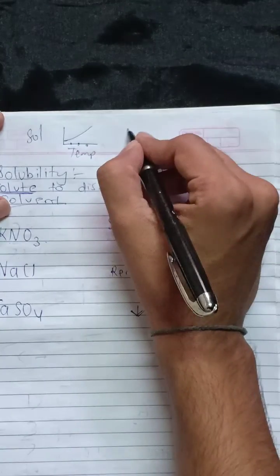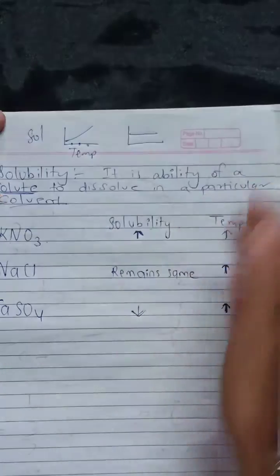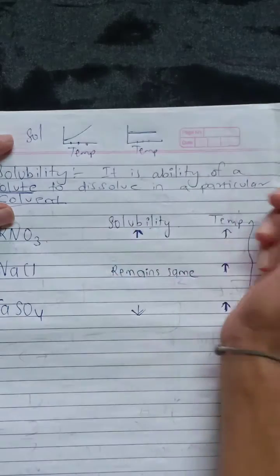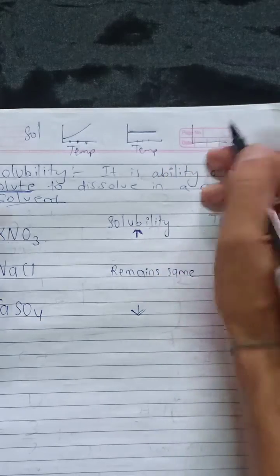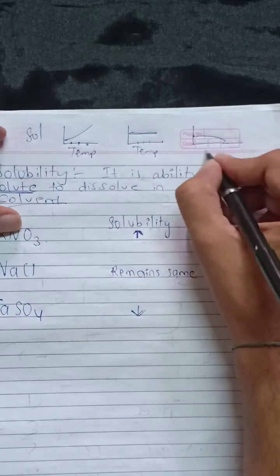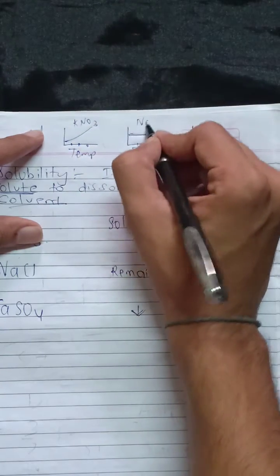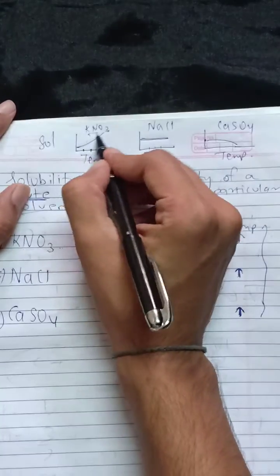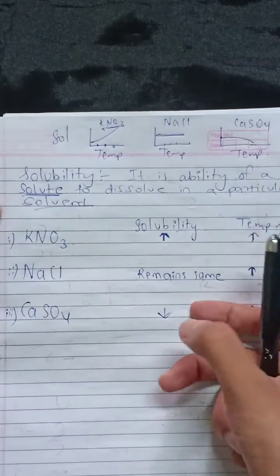In NaCl case, suppose it started from here. I am increasing my temperature, but the solubility is the same. But in the third case, suppose I am starting from here, the solubility is showing a down curve. So this was related to potassium nitrate, this was NaCl, and this is calcium sulfate, because nitrate has the high solubilities. So this is the solubility curve part.